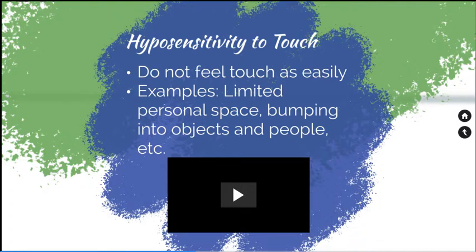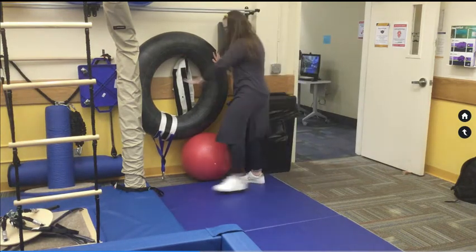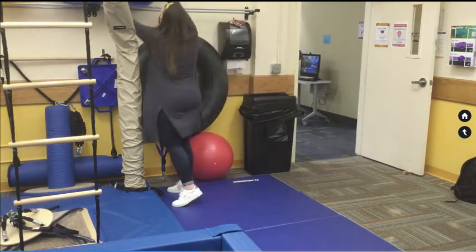or teachers, for example. What you could expect to see from a student who is hyposensitive to touch would be limited awareness of personal space, bumping into others, and willingness to touch various objects and surfaces. Now let's watch a video of a student who is hyposensitive to touch. Julia is seeking various tactile inputs and is touching everything she sees.